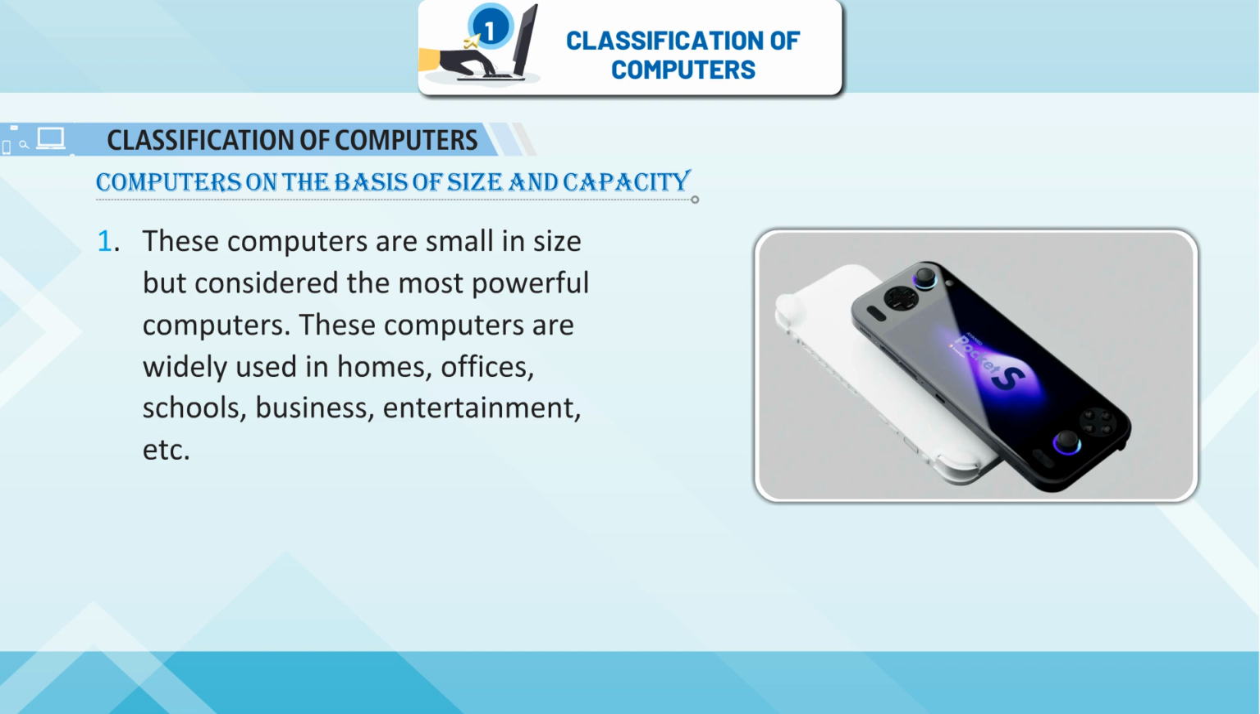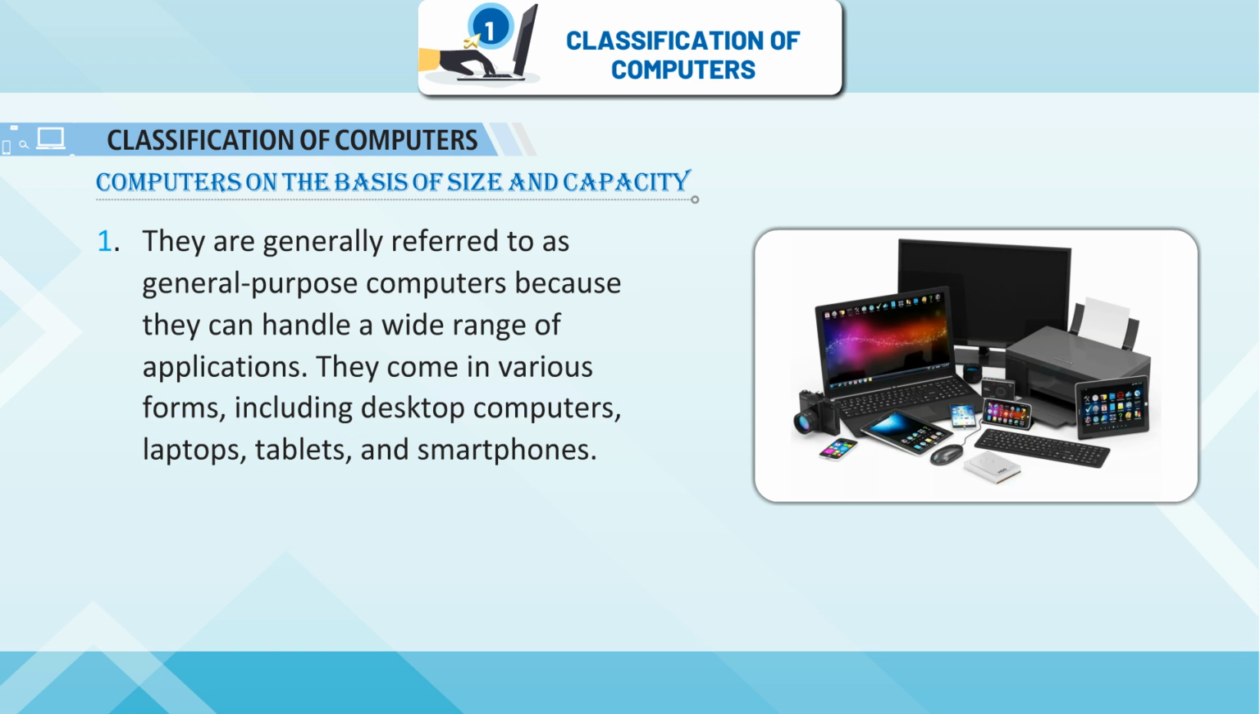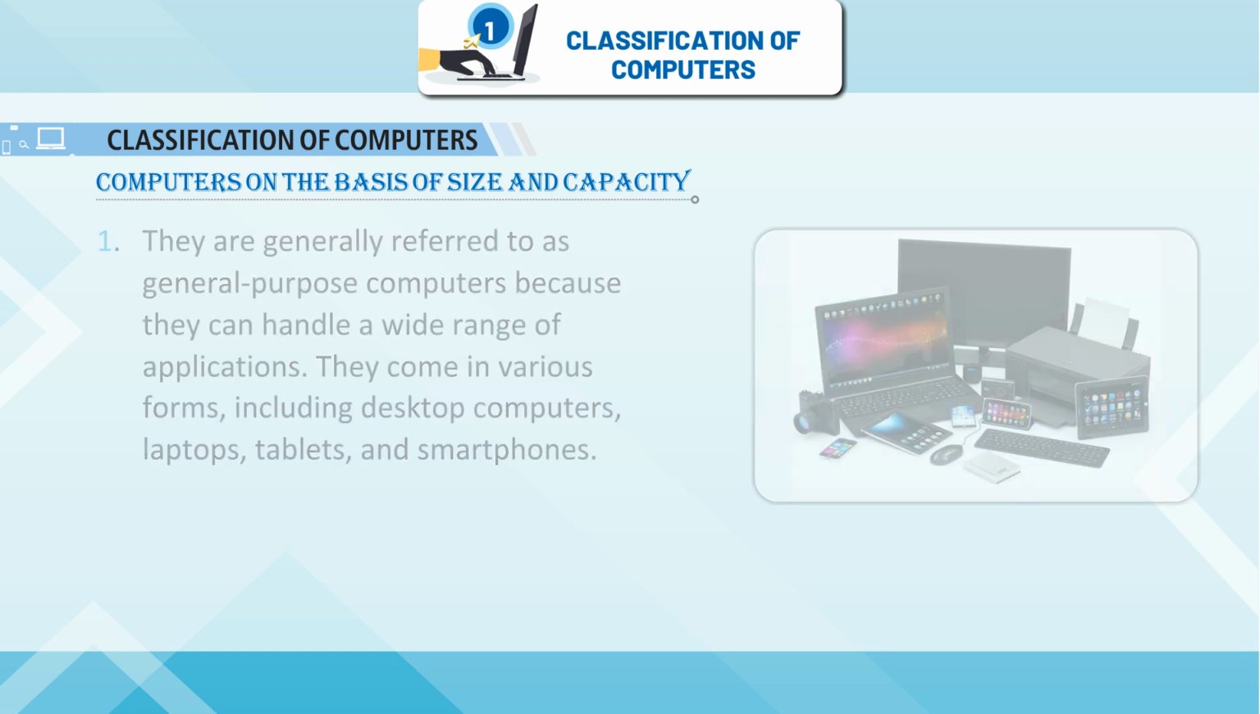These computers are widely used in homes, offices, schools, business, entertainment, etc. They are generally referred to as general-purpose computers because they can handle a wide range of applications. They come in various forms including desktop computers, laptops, tablets, and smartphones.